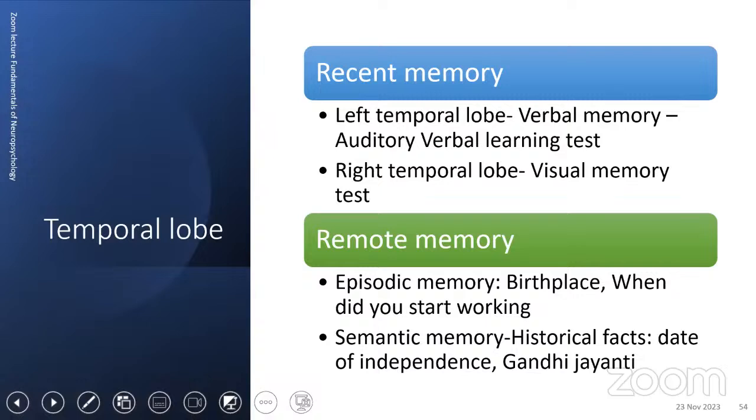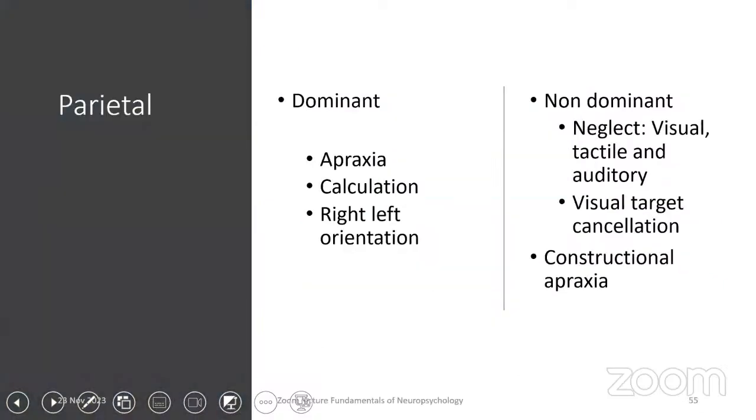So temporal lobe, recent memory. Left temporal lobe is verbal memory, auditory verbal learning test. Right temporal lobe, visual memory test. You can ask him to look at 3 items which you have drawn: a triangle, a square, and a circle, and immediately close and ask him to redraw again. That tests immediate visual memory. Then you can ask after some time. Remote memories: birthplace, when did you start working? These are episodic components of remote memory. Semantic memory: historical facts, date of independence, Gandhi Jayanti.